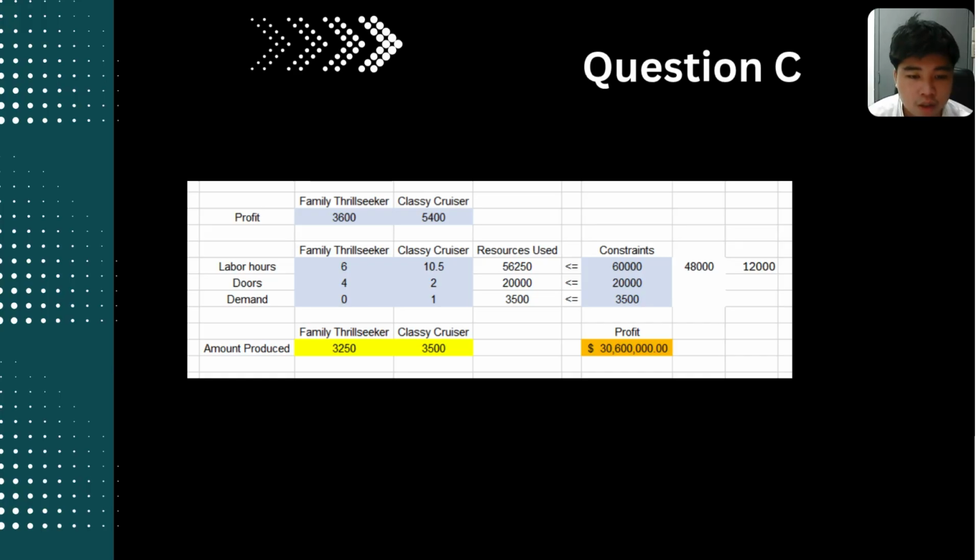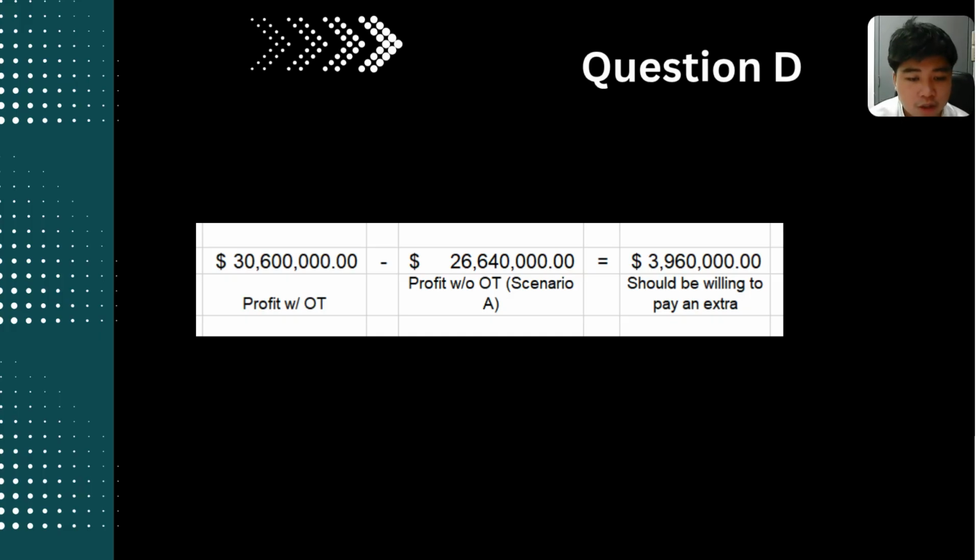In this question, Rachel wants to use overtime labor to increase the plant's capacity by 25%. So in the constraints, labor hours would increase to 60,000. With this increase, the plant would be able to produce 3,250 Family Thrill Seekers and 3,500 Classic Cruisers. Based on question C, which used overtime labor, and question A, which didn't, we can produce the equation of 30,600,000 minus 26,640,000, which would equal 3,960,000. This would be the maximum amount Rachel should be willing to spend for overtime labor.